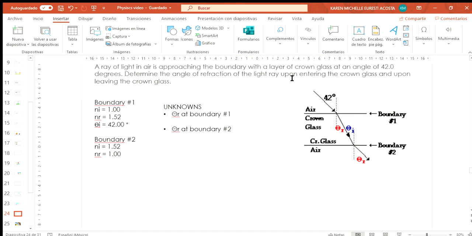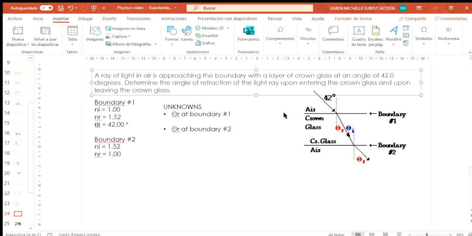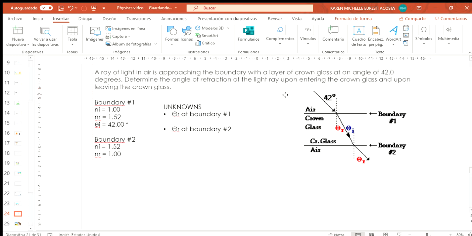So our problem says a ray of light in air approaches the boundary with a layer of crown glass at an angle of 42.0 degrees. Determine the angle of refraction of the light ray upon entry into the crown glass and upon leaving the crown glass. We have a little picture that shows us the problem.